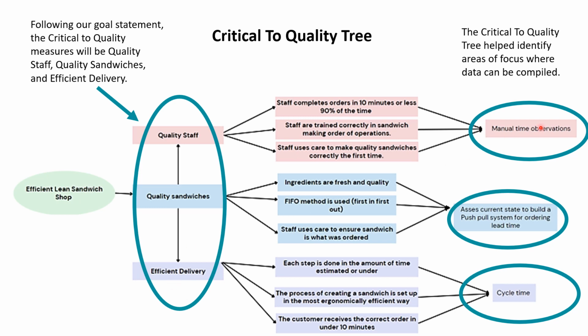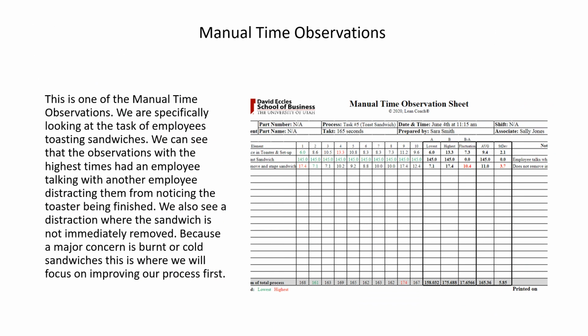The critical to quality tree helped identify the areas of focus where data can be compiled. So to get quality staff, we will need manual time observations to find out what can be improved upon. To ensure quality sandwiches, we need to assess the current state and build a push and pull system for ordering lead time so that we can get fresh ingredients all of the time. We need to figure out what that lead time needs to be. For efficient delivery, we need to make sure that our cycle time is efficient. Taking 10 minutes to make a sandwich is a little bit long. So these are our manual time observations.